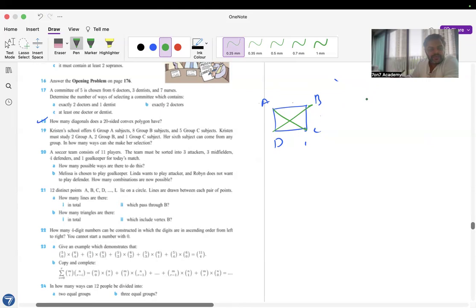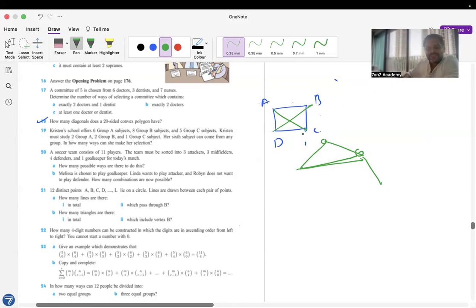To form a diagonal, what is required? If this is this kind of object, you join any two vertices except adjacent vertices. Now, understand? Tell me how you will do that.